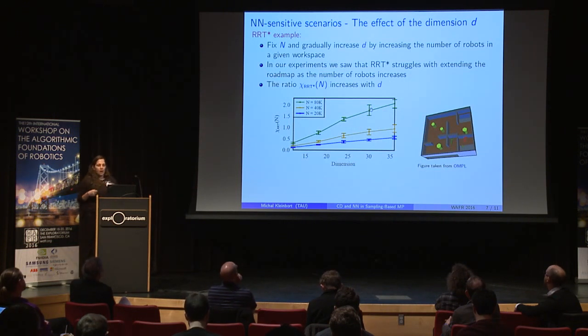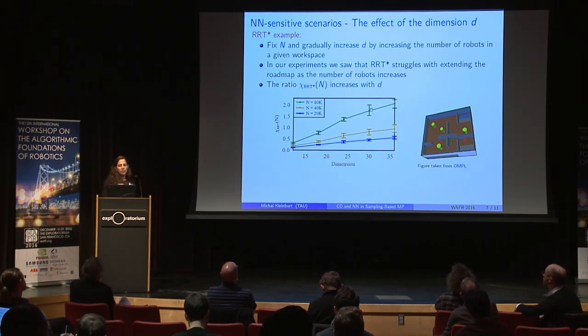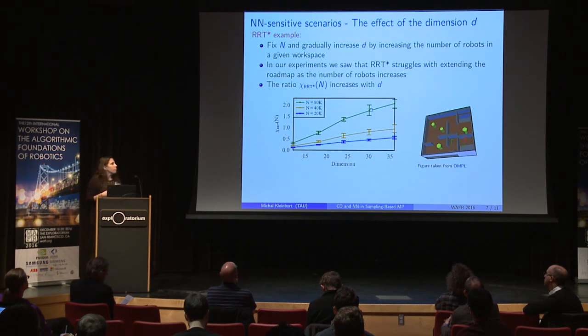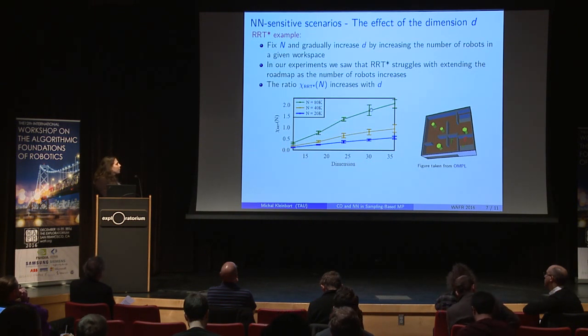So consider the RRT star algorithm. We fix the number of samples n, and we gradually increase the dimension d by increasing the number of robots in a given workspace. And in this experiment, we use the 3D cubicles scenario from OMPL, and we use 2 to 6 robots. And in our experiment, we saw that RRT struggles with extending the roadmap as the number of robots increases. And as you can see in the following plot, in which the y-axis shows the ratio of RRT star as a function of the dimension, for a fixed number of samples, this ratio increases with the dimension. We see an increase for every fixed value of n.